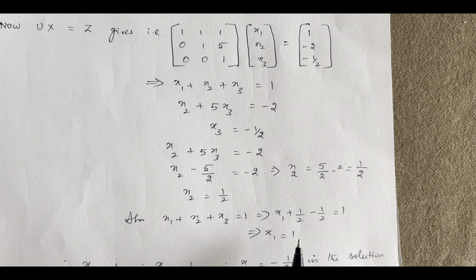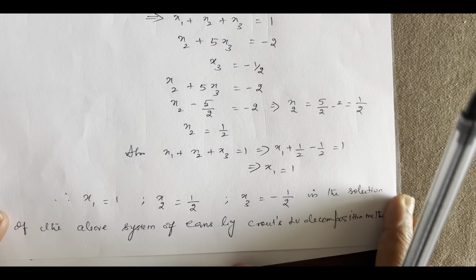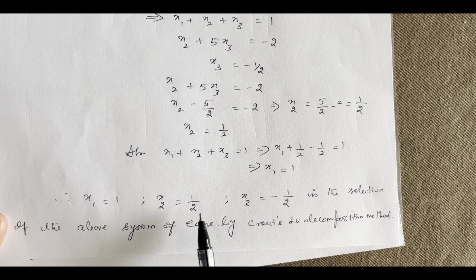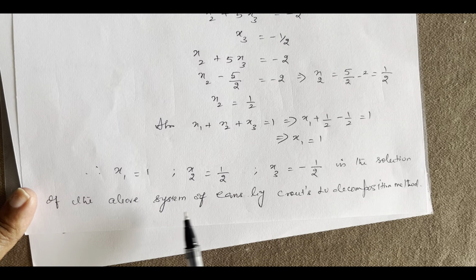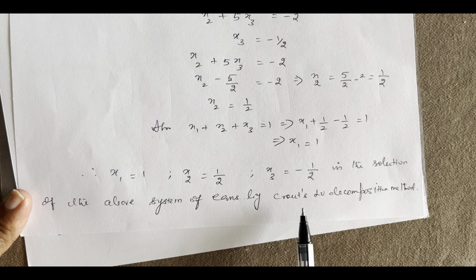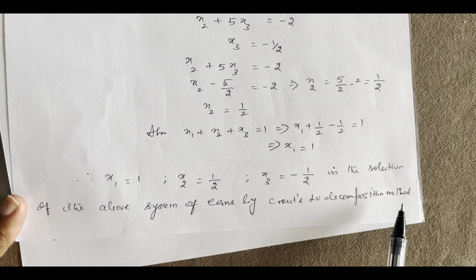Now we have found all the values of x1, x2 and x3. So the final solution is x1 is 1, x2 is half and x3 is minus half. This is the solution of the above system of equations by Crout's LU decomposition method.